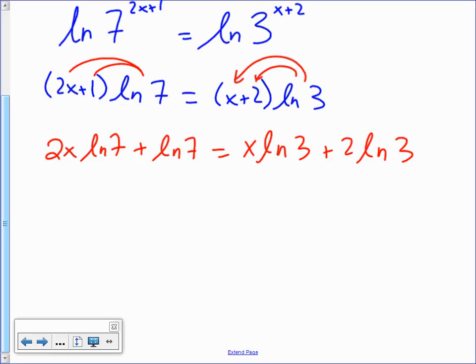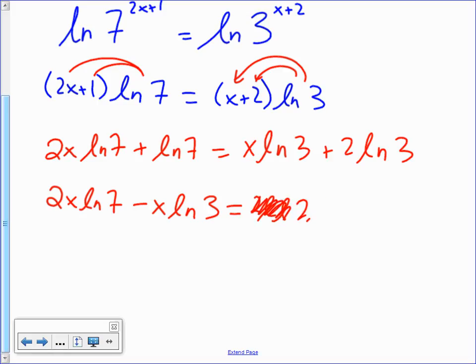Group the x's to one side, and anything without an x goes to the other side. So 2x log 7 minus x log 3 is equal to 2 log 3 minus log 7.